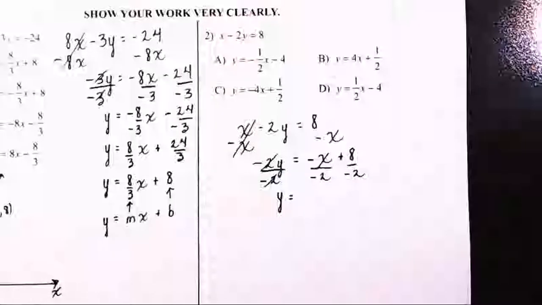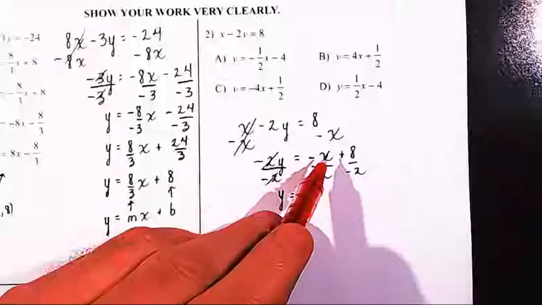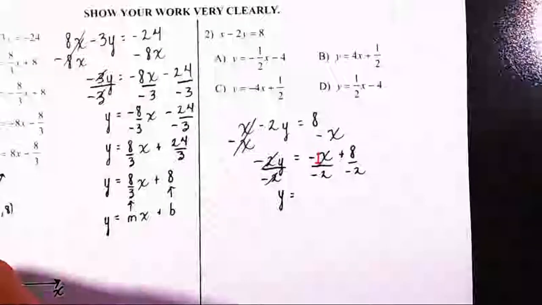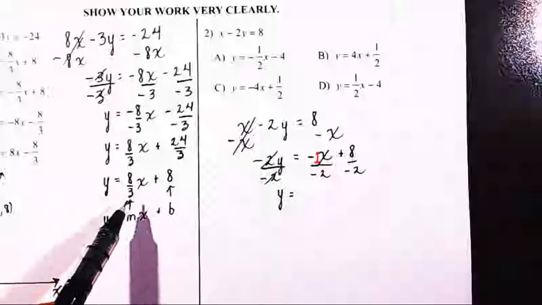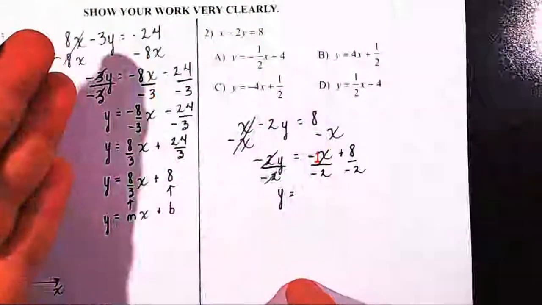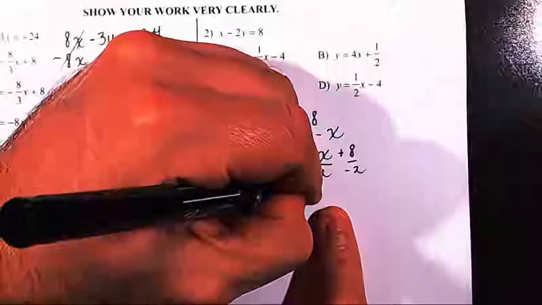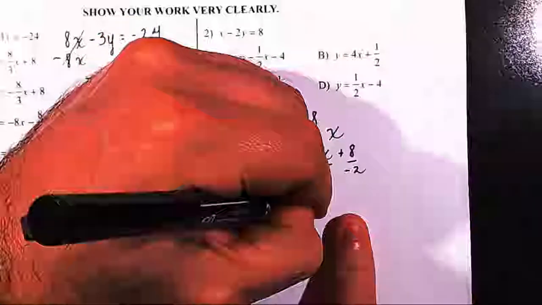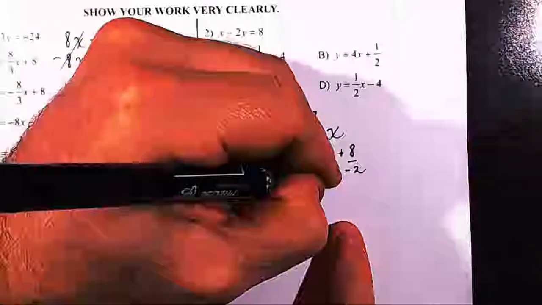Y equals, now this is an important point, hiding in front of the x, in between the negative symbol and the x, is an invisible 1. And that 1's going to be important here because I need to pull those numbers out, just like I did over here with 8/3. I need to pull those numbers out and set them separate from the x so we can clearly identify what the slope is. So I'll pull out a negative 1 over negative 2 times x.